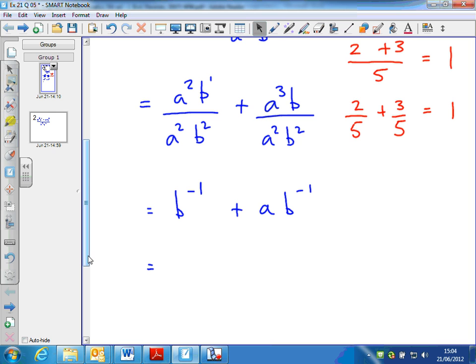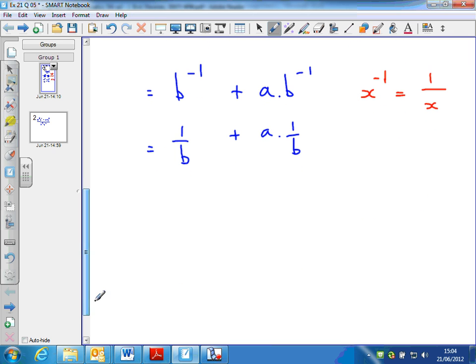From the laws of indices, anything to the power minus 1 is the same as 1 over x. Minus means the inverse. So I could write this b to the minus 1 as 1 over b, plus a times b to the minus 1, which is the same as a times 1 over b, or a over b. So I could write it either way: 1 over b plus a over b.